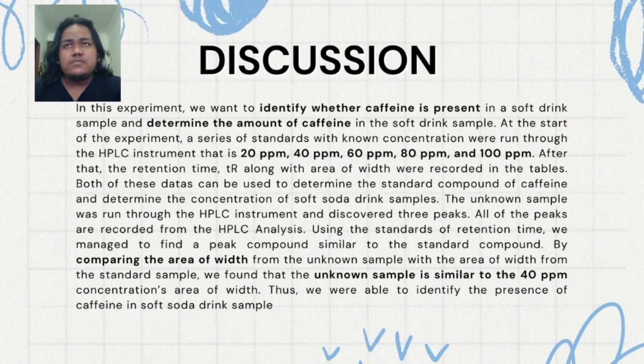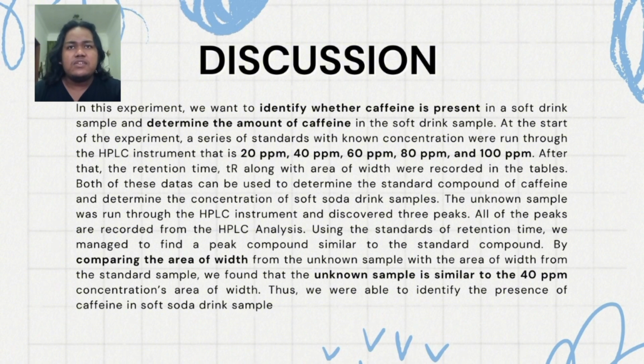Going through the discussion, from our objective, we want to identify whether caffeine is present in a soft drink sample, and we want to determine the amount of caffeine in the soft drink sample. At the start of our experiment, a series of standards with known concentrations were run through the HPLC instrument, that is 20 ppm, 40 ppm, 60 ppm, 80 ppm, and 100 ppm. After that, the retention time along with the peak area were recorded in the table.